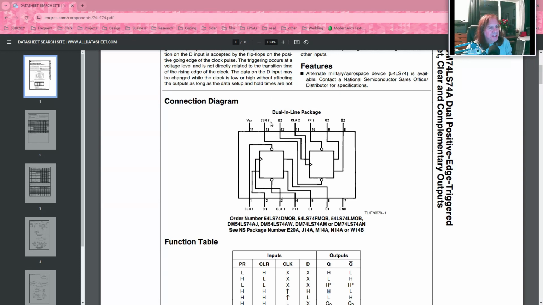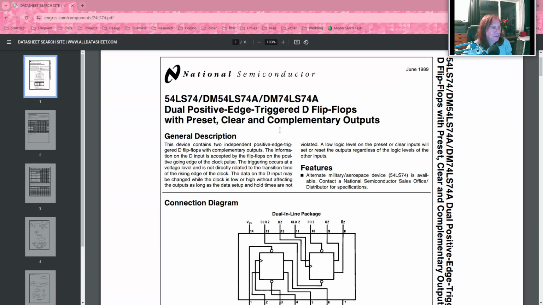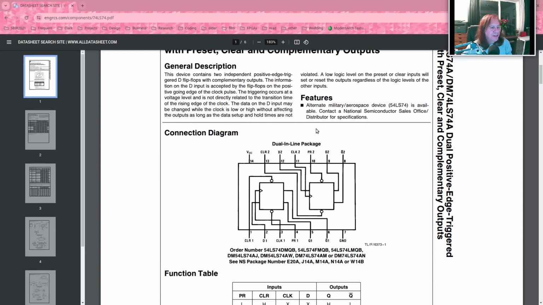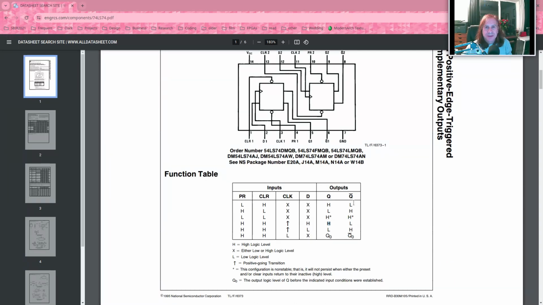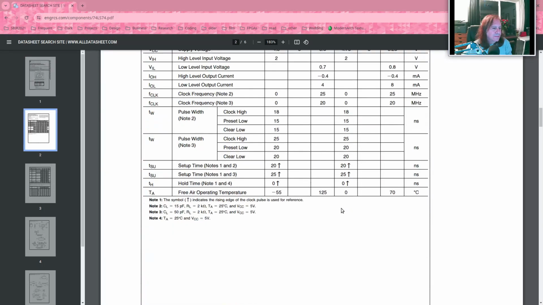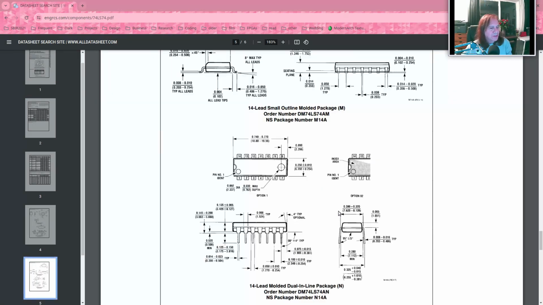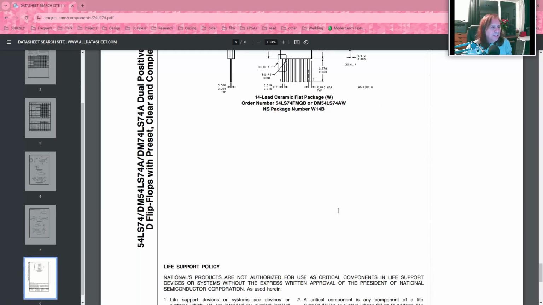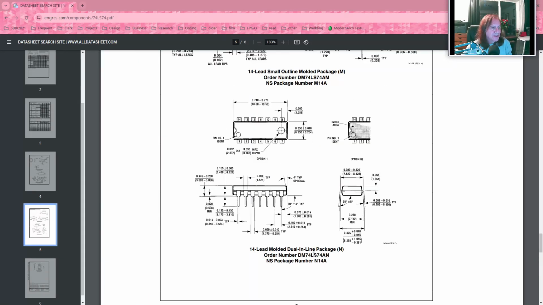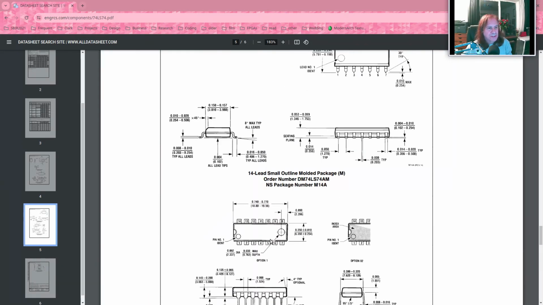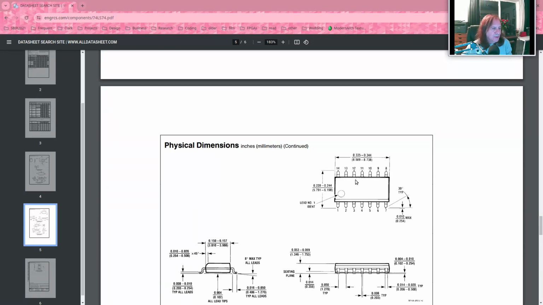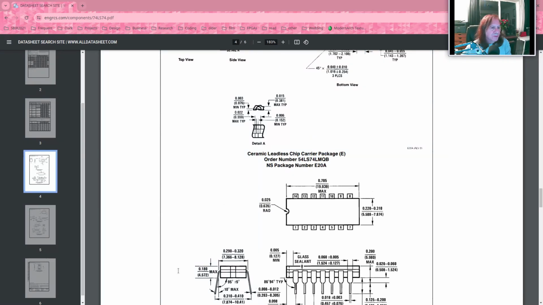So that's an example of a real-world device. So dual positive edge triggered D flip-flops with preset clear and complementary outputs, meaning that there's a Q and a Q bar available on the output side. And so they don't have a circuit diagram for this device, but they do show you information about the different packages that are available. This is the one we use with proto boards or breadboards. This is a smaller package that we would use on top of a circuit board, so it's a very thin package, makes for a small board.